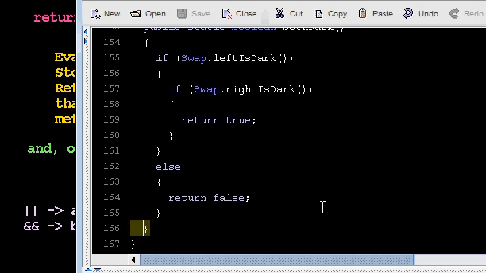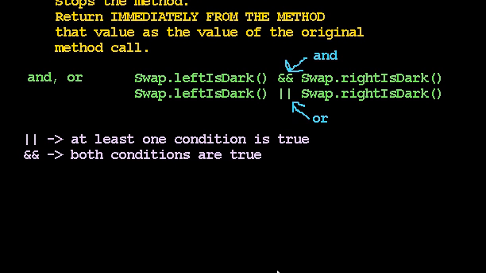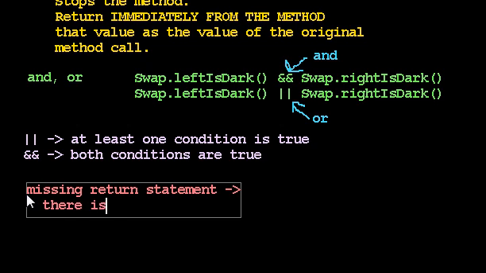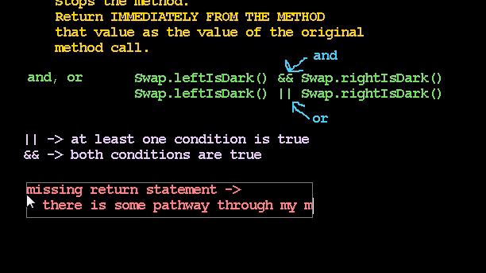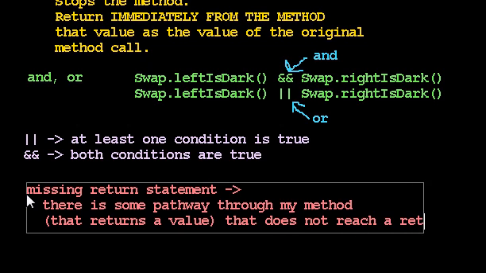Why does Java feel there's a missing return statement? I could stamp my foot and get angry and say, what do you mean? I'm not missing any return statements. I have 2 return statements. Are you blind? But here's what Java really means when it says missing return statement. Let's write this down on our board since it's going to be relatively important. Missing return statement really means there is some pathway through my method, and this is a method that returns a value, that does not reach a return.